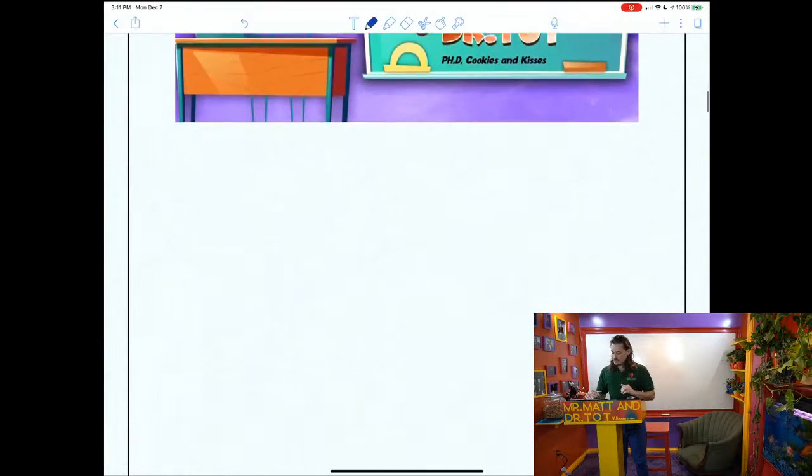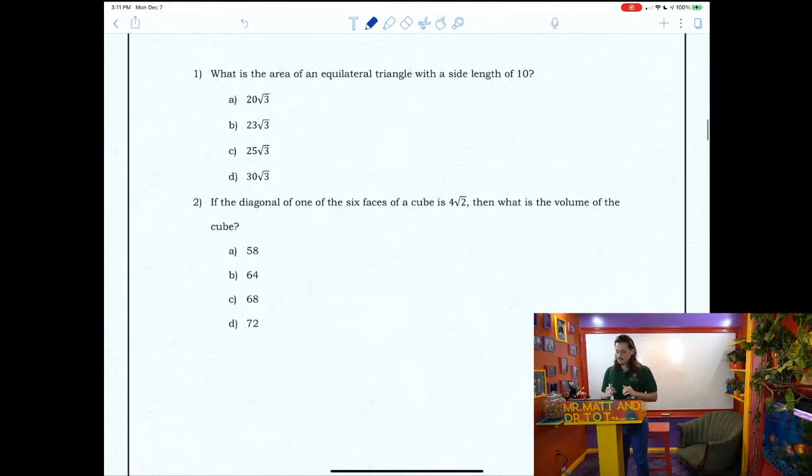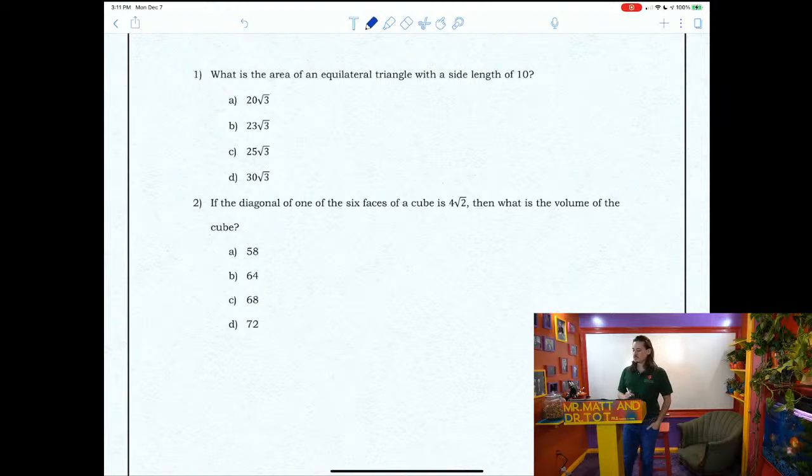So let's look at questions 1 and 2. So question number 1 asks, what is the area of an equilateral triangle with a side length of 10? And number 2 asks, if the diagonal of one of the 6 faces of a cube is 4 root 2, then what is the volume of the cube?